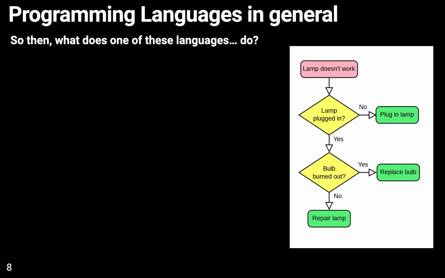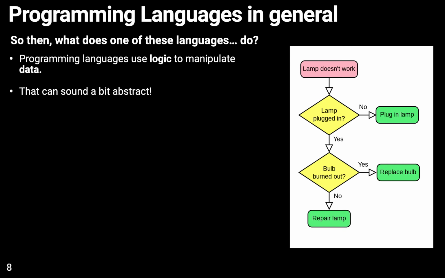So generally, what does a programming language actually do? The fundamental thing is that programming languages use logic to manipulate data. That's a little broad, but I think it's an accurate take. You are setting up a series of instructions that will flow logically, and the result is to change, move, store, and do things to data.